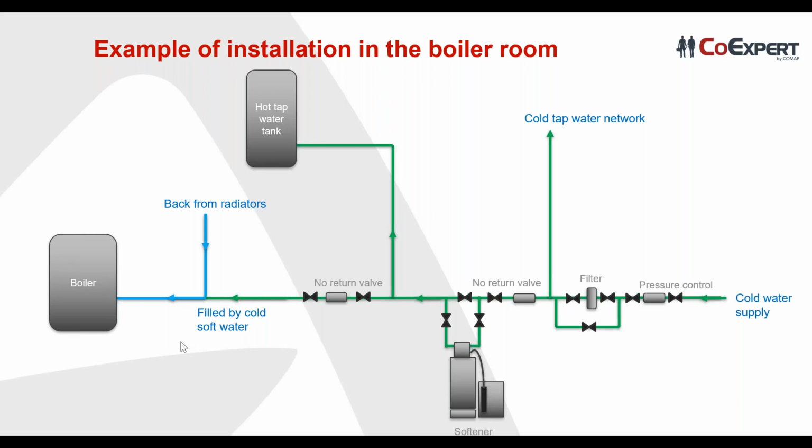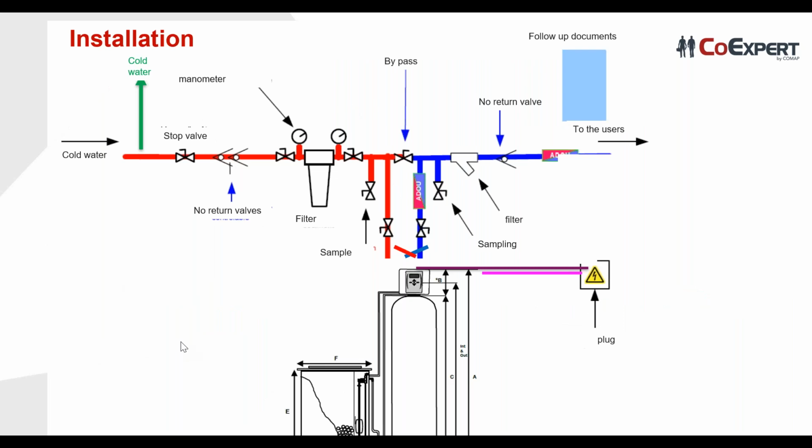So the key points of the softener installation. Here we have the cold water supply. As we said previously, it's necessary to have a bypass in order to provide the dwellings with the cold water without treatment. So pay attention to the country regulation about this point. It's a key point. A stop valve, a no return valve in order to avoid pollution of the cold water network.